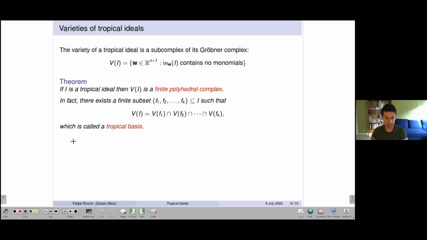Yeah, and Chihu is already giving you some. So what I'm telling you about right now is in a paper with Diane called Tropical Ideals from 2018 or something on the arXiv.